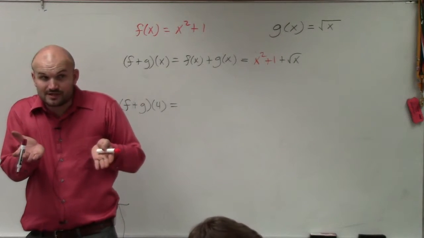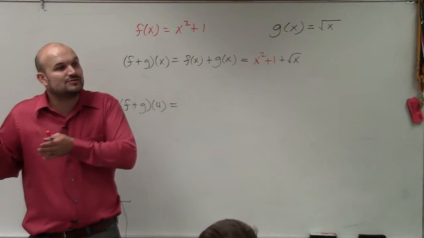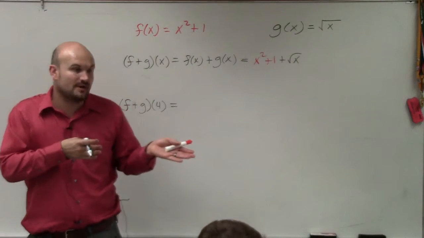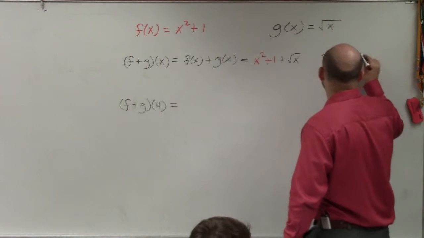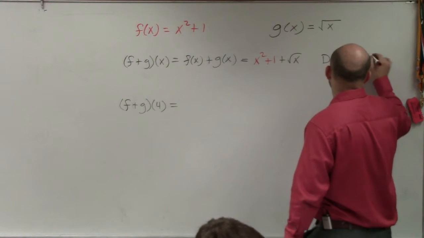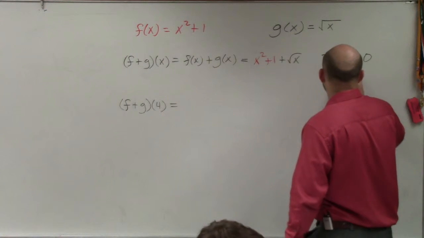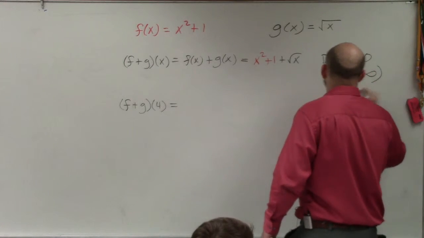I can take the square root of 0, so 0 can work. But I can't take the square root of anything less than 0, right? So my domain is going to be all values that are greater than or equal to 0. Or we'd write 0, comma, infinity.